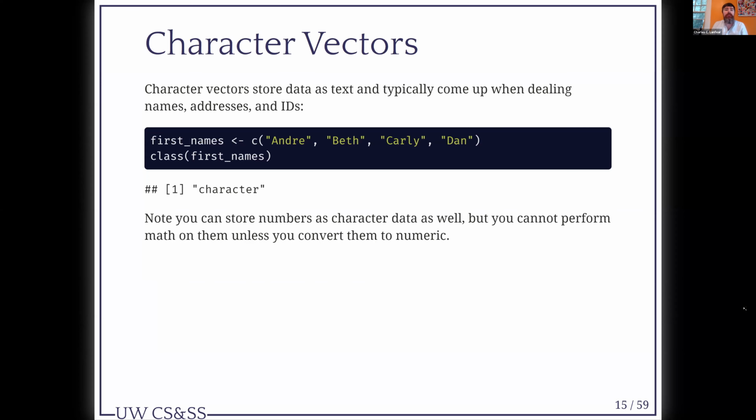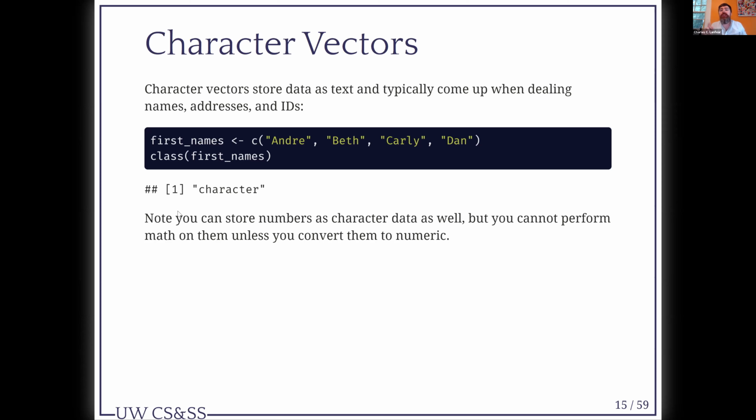So, character vectors. Character vectors store data as text, and they come up a lot for the social sciences, because this is a class for the social sciences. You probably have a lot of character data in the stuff you work with: all sorts of survey question answers, names and IDs and addresses and all that. They tend to come in as character data. So an example I might do is I create a vector called first names, and it's these first names, Andre, Beth, Carly, and Dan. If I get class of first names, it's character.